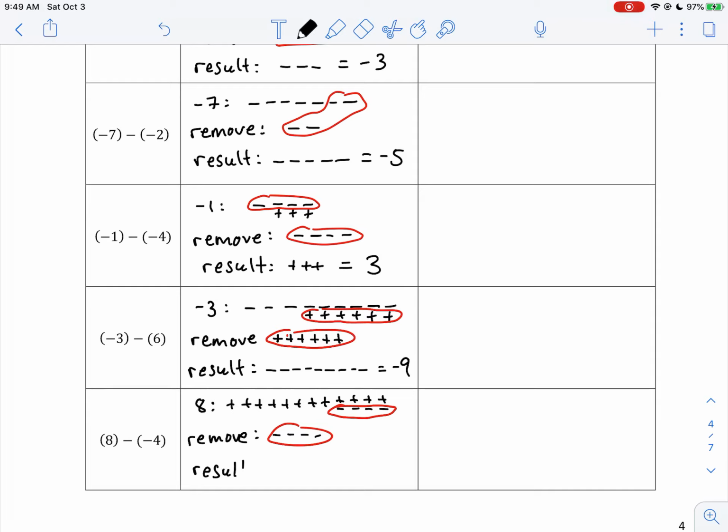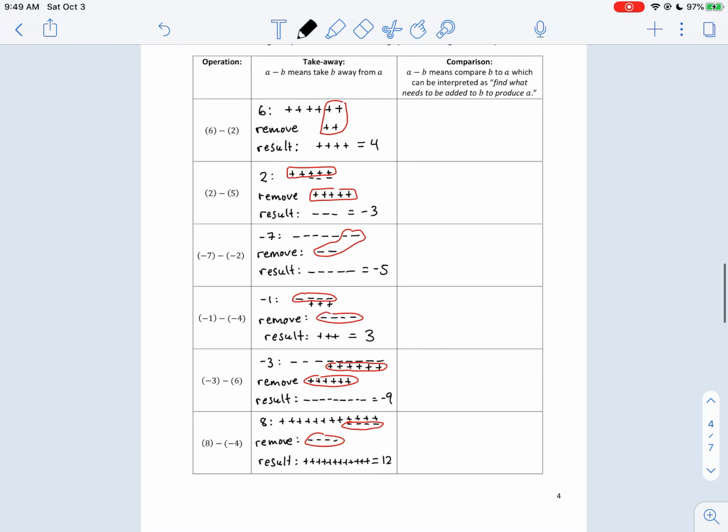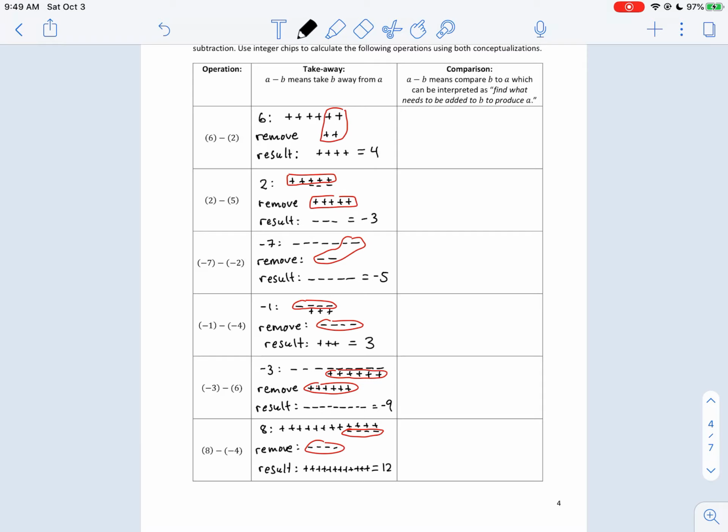The result of this will be that we have more pluses now. So we have the 8 pluses we had originally, there's the 8 pluses, and then now we have another 4 more. I think that's a total of positive 12. All right, so this is using the takeaway model. And when you're trying to take away something that you currently don't see, then just throw enough 0 pairs on there so that you can then take away what you need to take away from what you can see.